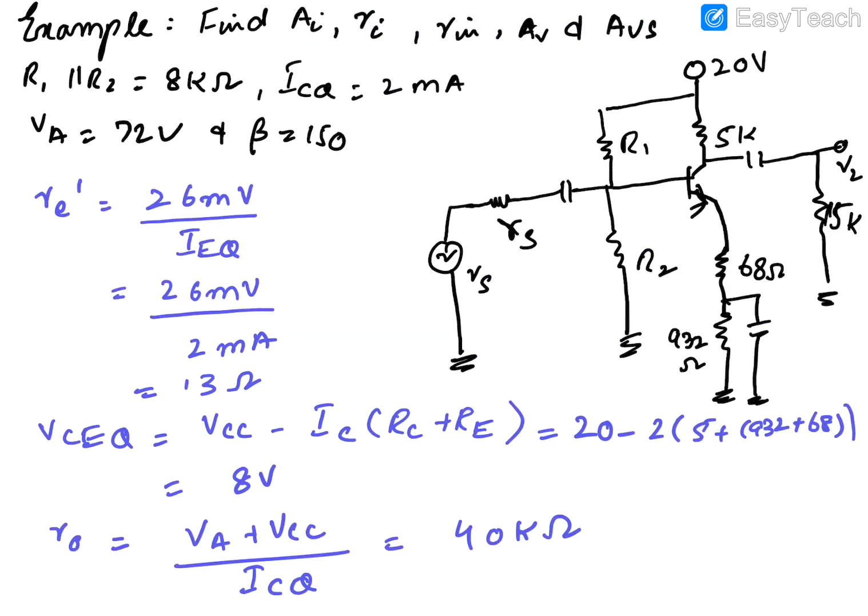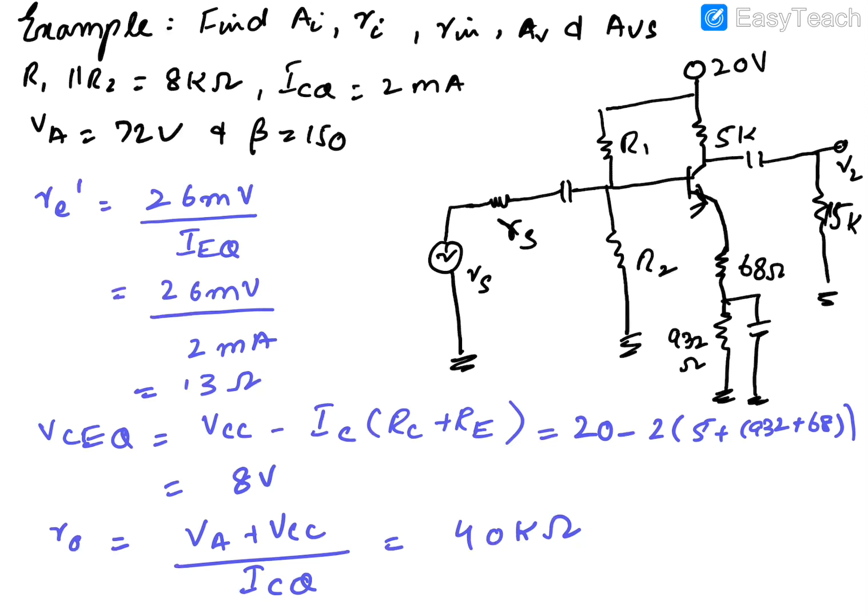So next here is an example where you have to find the value of current gain, input resistance, stage input resistance, voltage gain and overall voltage gain for this circuit. This is also the case of partly bypassed emitter resistance common emitter amplifier. Here the value of Rb, which is equal to the parallel combination of R1 and R2, is 8 kilo ohms, ICQ is 2 milliamperes, VA early voltage is 72 volts and beta is 150. First you have to find the value of emitter internal resistance, which is equal to 26 millivolt divided by emitter current. Emitter current is approximately equal to collector current, so Re dash is equal to 13 ohms.